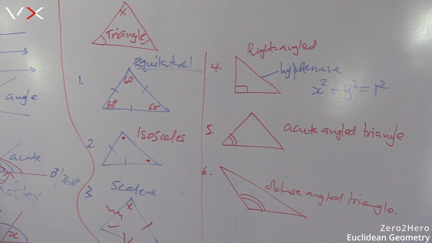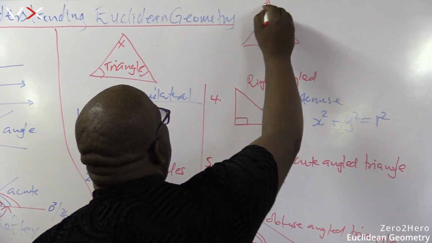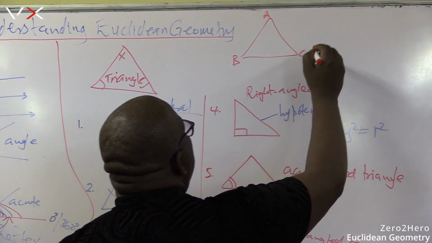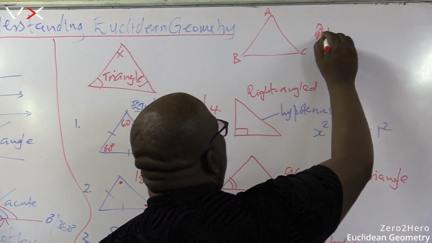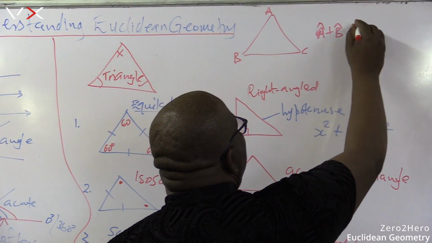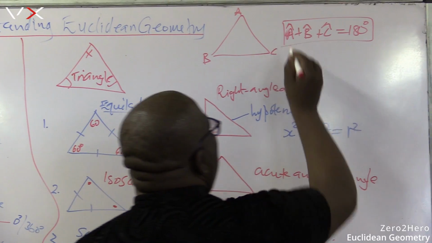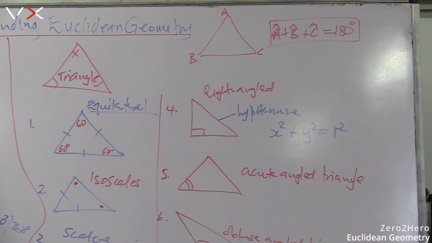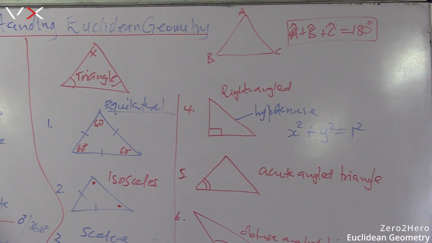Right, these are the 6 types of triangles. There are so many theorems that we need to understand when we talk of triangles. I said the first one was that if I've got a triangle like this one, if this is A, B, C, so I know that angle A plus angle B plus angle C will always be equal to 180 degrees. This is very important. This is another very important theorem that we must know. It will assist us a lot. Number two, another theorem that has to do with triangles.